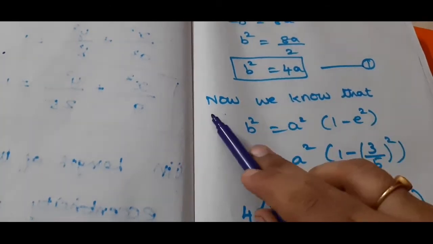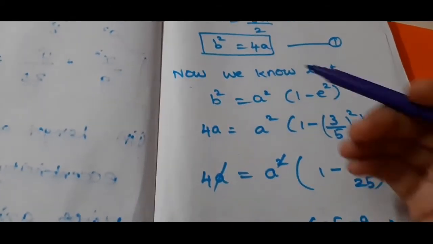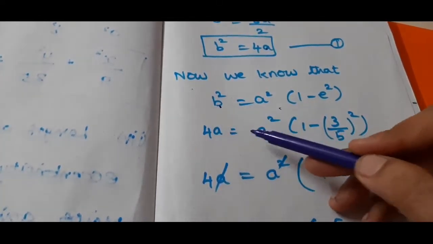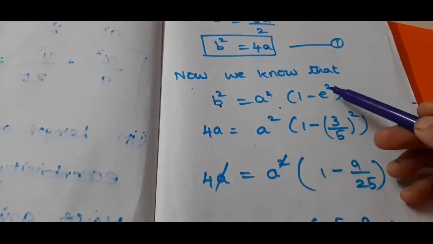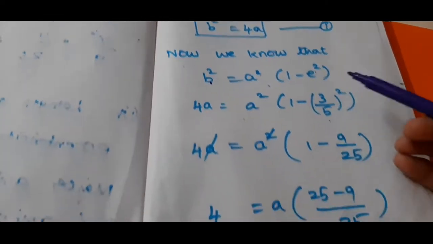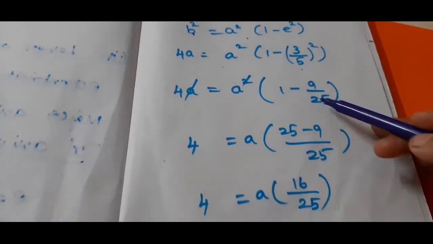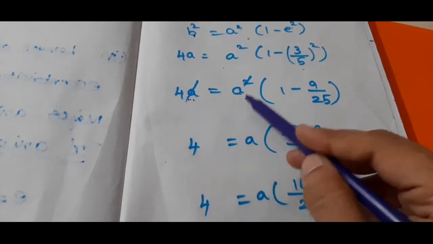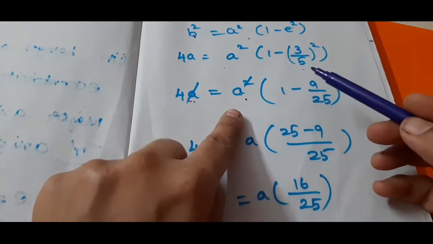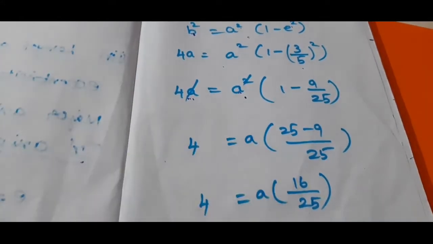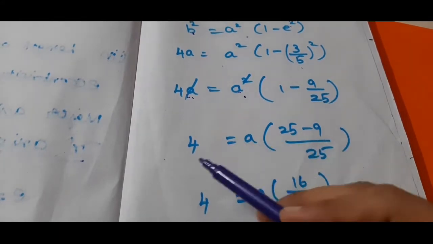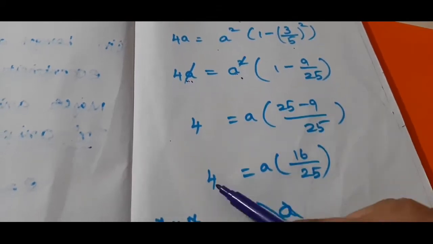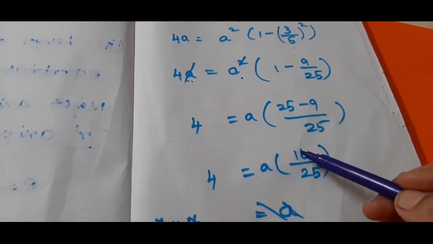So now we know that b square is equal to a square into 1 minus e square. Instead of b square I can substitute this 4a, is equal to a square into 1 minus e square, where e is 3 by 5, so 3 by 5 whole square, that is 9 by 25. Here we can cancel a. This a and this a will be cancelled, and on the right side I have 1a. So 4 is equal to a into 25 minus 9 by 25. So 4 is equal to a into 25 minus 9, which is 16 by 25.